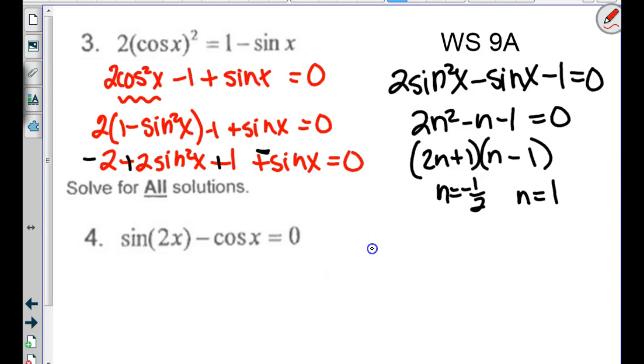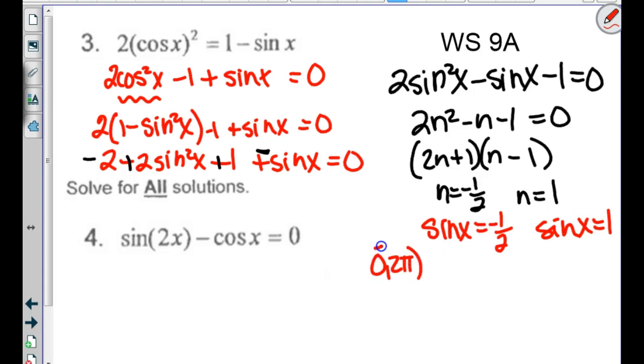Did we want n? No, we wanted what? What was n? Sine of x. So I need, where is the sine of x negative 1/2 or the sine of x 1? And I don't really have, what do the directions say at the top of this? Let's just go with 0 to 2 pi, okay? If the direction says 0 to 2 pi, what would the solutions be?